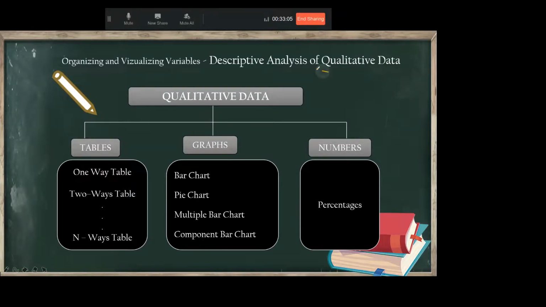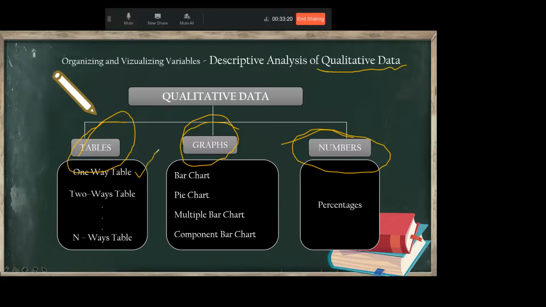Yeah, qualitative data. Now, we can show the qualitative data with tables, graphs, and numbers. When we talk about tables, there can be different kinds of table: one-way table, two-way table, and n-way table.